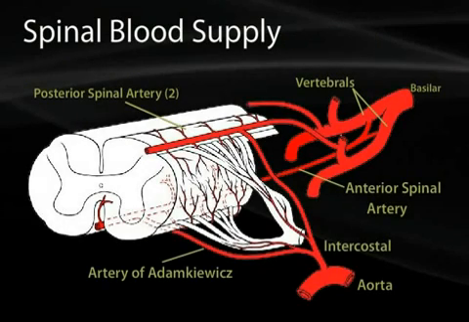Here's a schematic of the spinal cord blood supply. The vertebrals give off the anterior spinal artery, which will go down and feed the anterior 2/3 of the spinal cord. The posterior spinal arteries, there are 2 of them, and they are much smaller than the anterior spinal artery. Here you see how they come off, and they are supplemented by branches of the aorta. Posterior spinal artery, there are 2 of them, and intercostals can give off things such as the artery of Adamkiewicz.